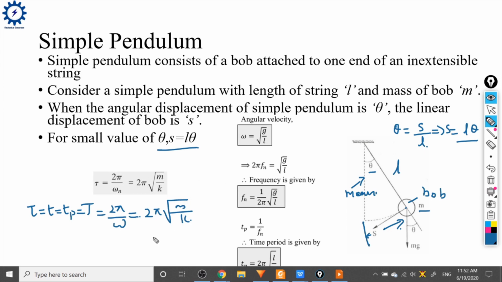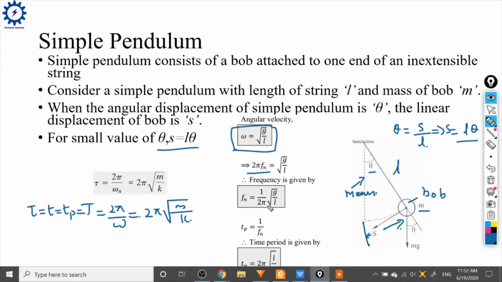Okay, so 2 pi root m by k. This is one relation. Another relation pertaining to simple harmonic motion of a simple pendulum is this one. This is a very important relation for relating angular velocity and acceleration due to gravity. We have studied omega is equal to 2 pi into fn, that is frequency or natural frequency.